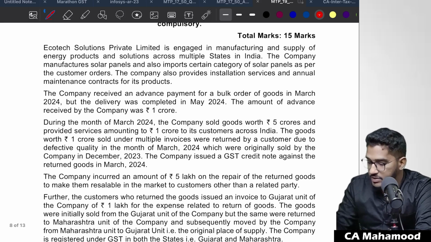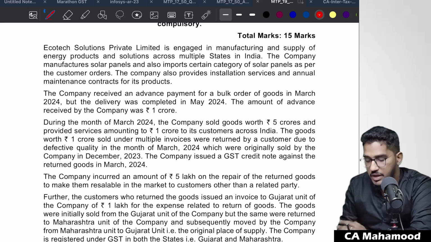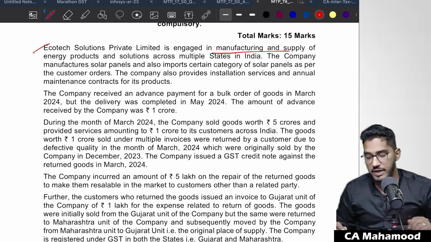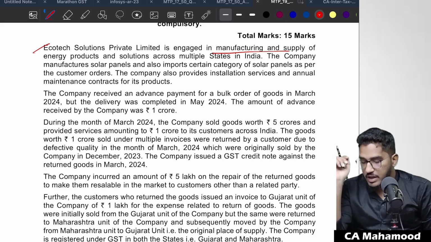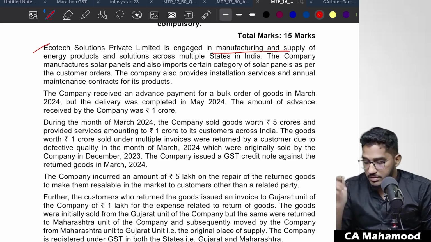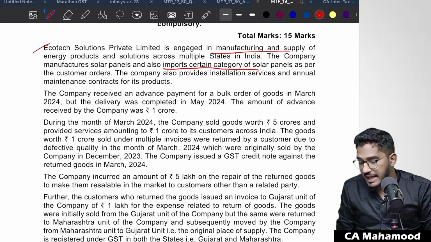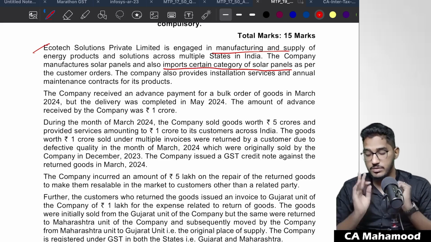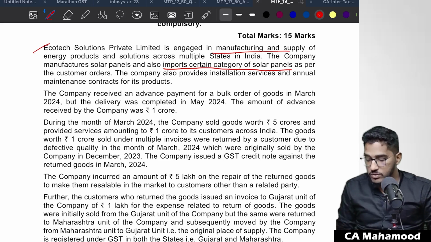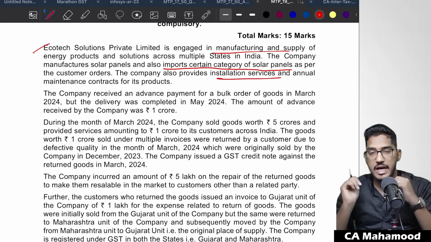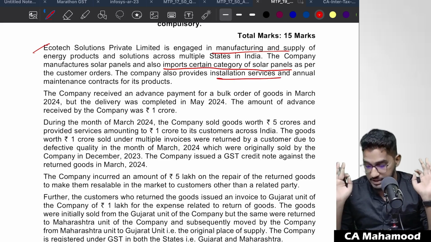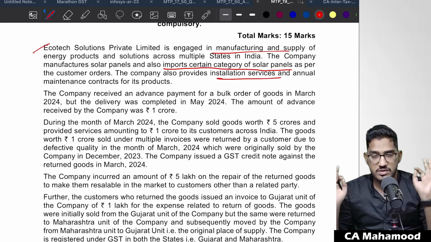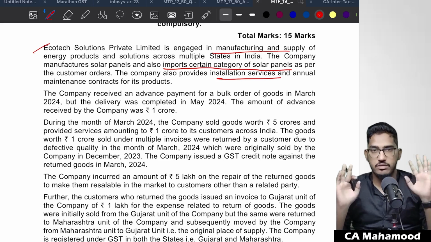Anyhow, let us try to understand this case scenario. Ecotech Solutions Private Limited is engaged in manufacturing and supply of energy products and solutions across multiple states in India. The company manufactures solar panels and also imports certain categories of solar panels as per the customers' orders. The company also provides installation services and annual maintenance contracts for its products. Okay, they spoke about the business they are doing and the kind of activities they are doing.